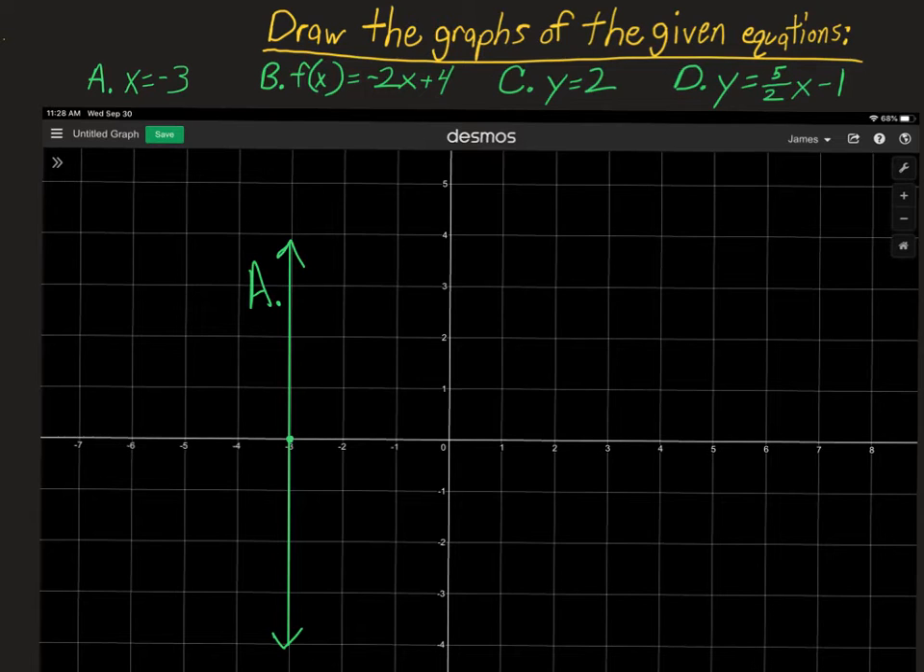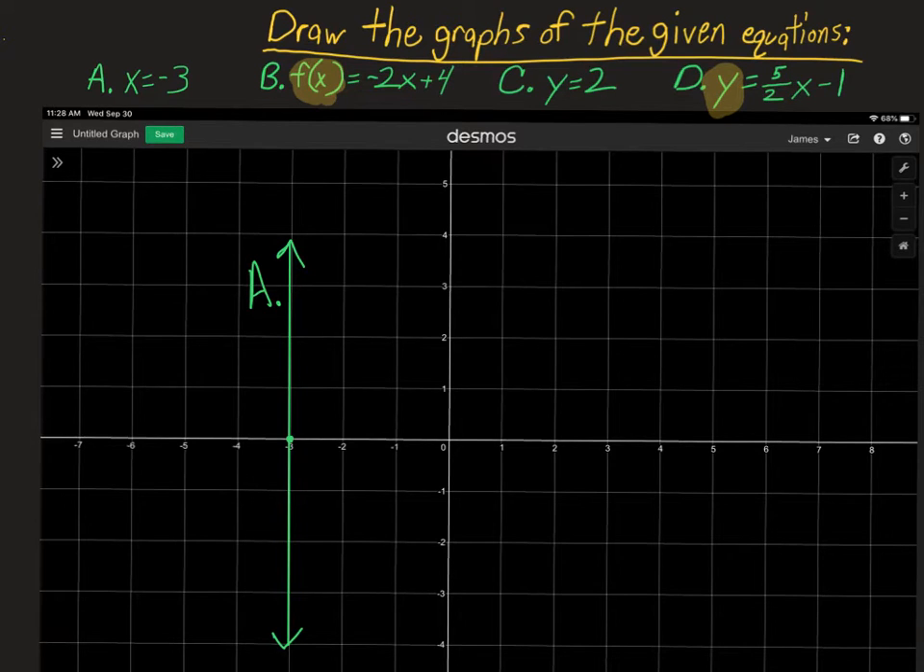All right, B. Did I catch you with this f of x notation? Hopefully not. F of x and y are interchangeable. So lines B and D, those are our normal, typical lines. They've got a slope and an intercept, and the f of x or y are interchangeable.